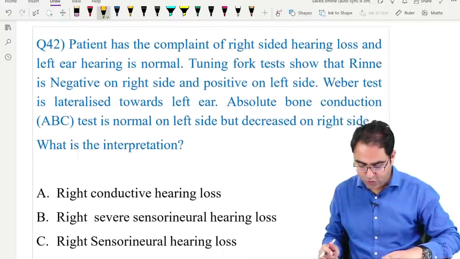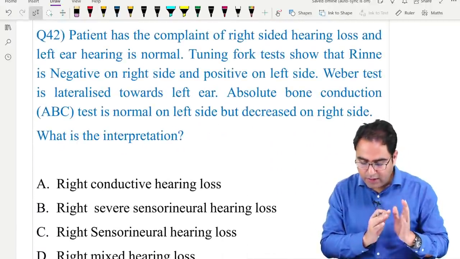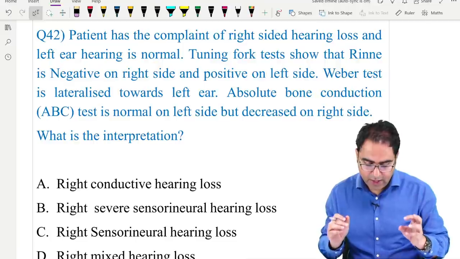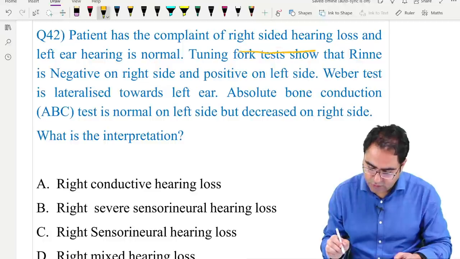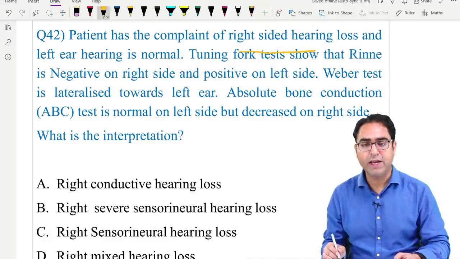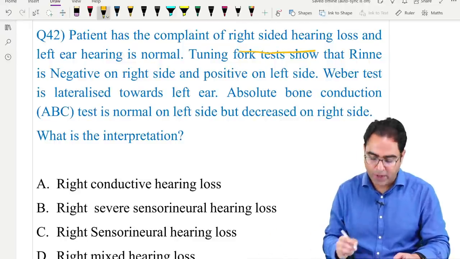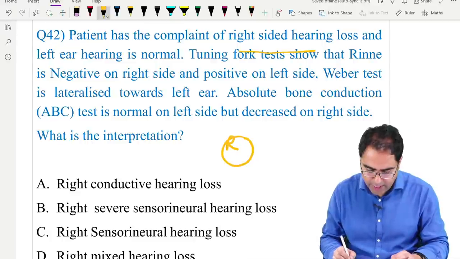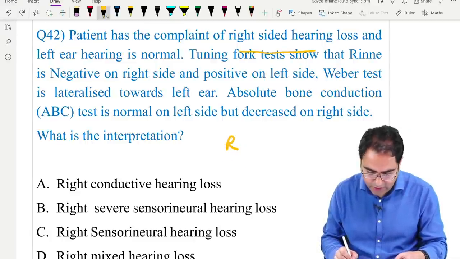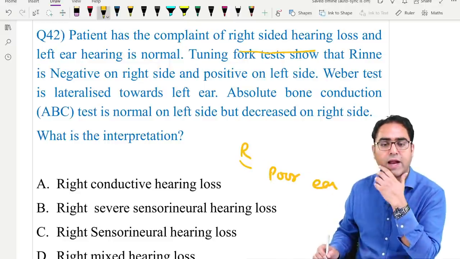Now, everybody, let's go to the next question. Now, the patient has complained of right-sided hearing loss and left hearing is normal. First of all, right side hearing loss is there. And left ear hearing is normal. It means my right ear is the worse ear, the poor ear. Right ear is the poor ear.